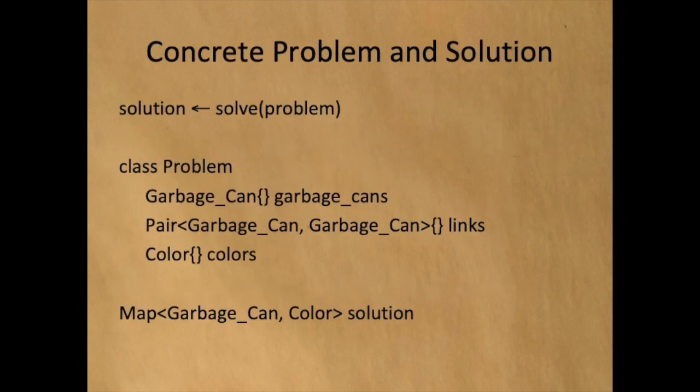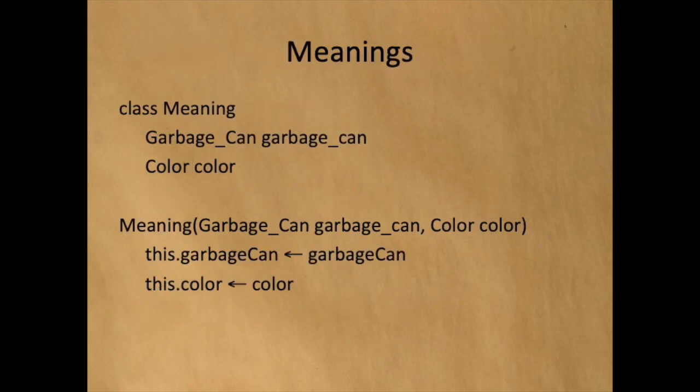Here we show the concrete problem and solution. The solve function will transform problems into solutions. The problem consists of three elements: a set of garbage cans, a set of links, each of which links one garbage can to another, and a set of colors. The solution will be a map from garbage cans to colors. The meanings class identifies exactly what each decision means. Each decision will have a garbage can and a color.